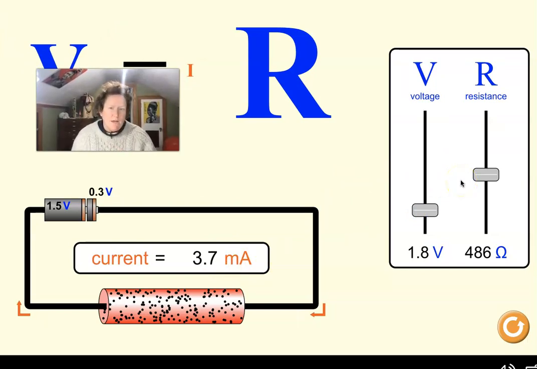Resistance doesn't change. We're not changing the resistor here by changing the voltage and adding more batteries. We're not changing the material of the circuit. So that's why our resistance stays constant in this situation.